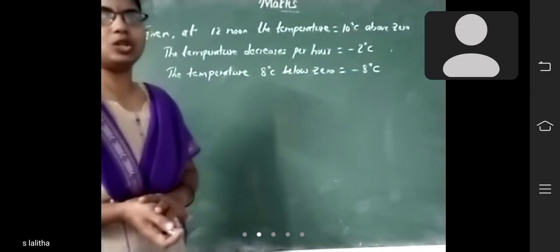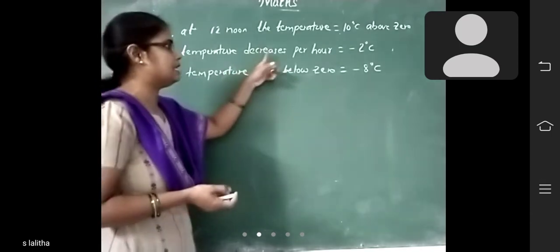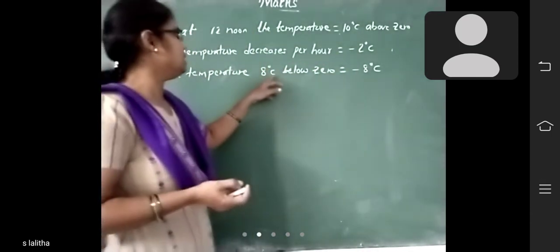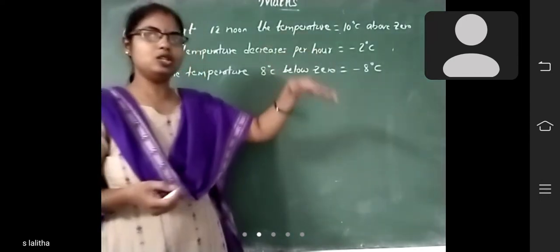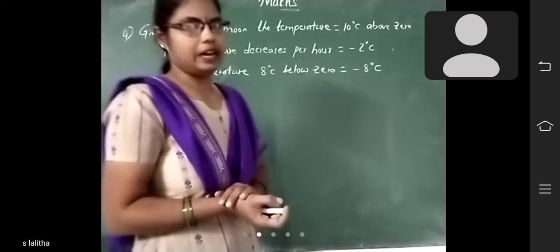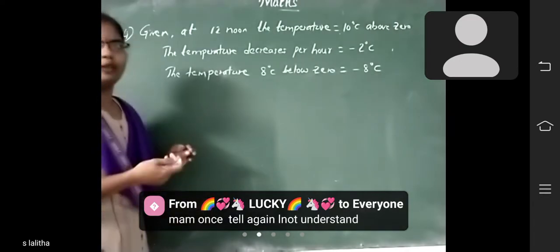What is given here? Given at 12 noon the temperature is 10 degrees centigrade above 0. The temperature decreases per hour how much? Minus 2 degrees centigrade. Why? Because here decreases. So that's why I am taking minus. And the temperature 8 degrees centigrade below 0. Below 0 means it is negative. So minus 8 degrees centigrade. Next, at what time it will be minus 8 degrees centigrade? You should find out first.